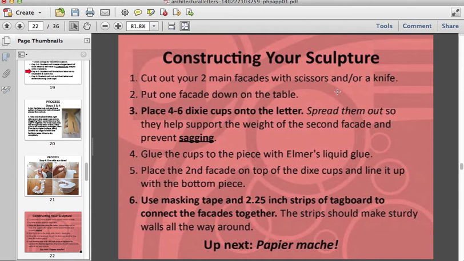So again, looking at the process, you're cutting the 2 main facades with scissors or an X-Acto blade. You're going to put the facades, or the front and the back side, down on the table. You're going to place anywhere from 4 to 6. Your letter may take more depending on how big it is, but you're going to take those Dixie cups and spread them out so that they can support the weight of the front and the back of your letter without any sagging. You're going to glue the cups onto the front or the back, and then once you've glued down one side, you're going to put glue on the top of the cups and lay down the other side of your facade or your letter. And after that glue is dried, you're going to be ready to paper mache.